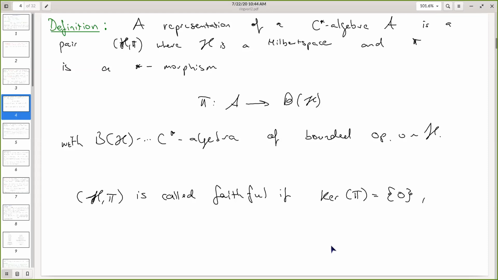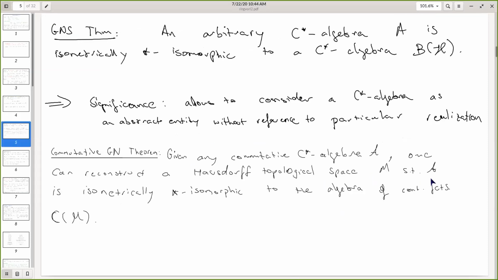I try to recollect a lot of things that we did last time so that this Ringvorlesung becomes a little bit more clear. A representation of the C-star algebra A is a pair (H, π), where H is a Hilbert space and π is a star morphism that maps the algebra to the C-star algebra of bounded operators on that Hilbert space. The representation is called faithful if the kernel, the null space of this representation, is the zero space.